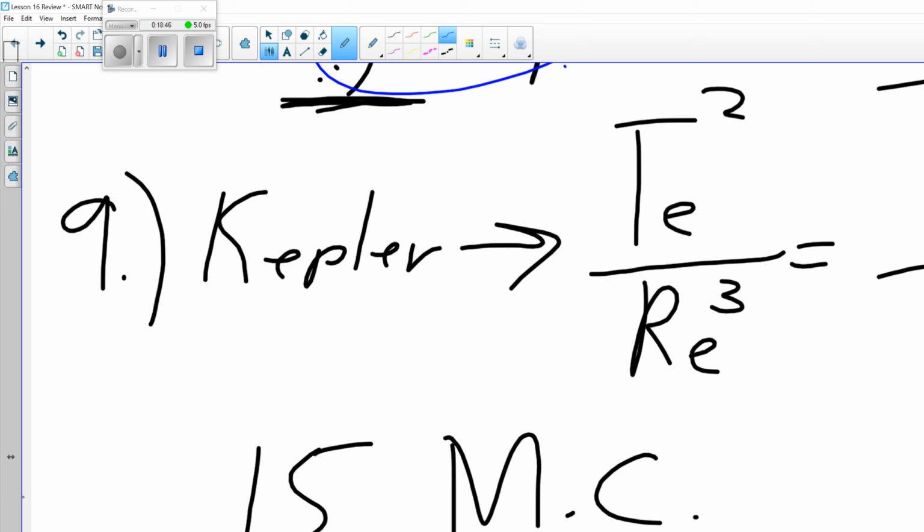Okay, so in the multiple choice section, there'll be stuff about uniform circular motion. So the principles of uniform circular motion, including banked and unbanked curves.